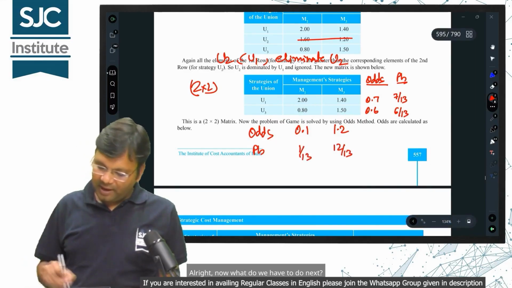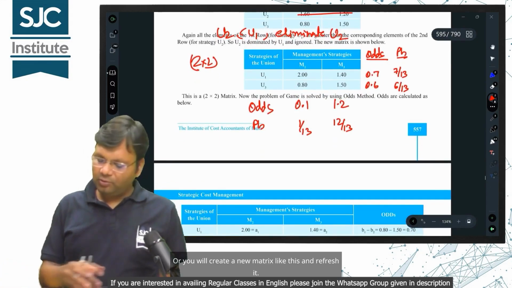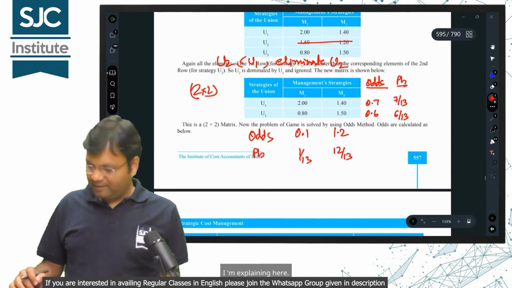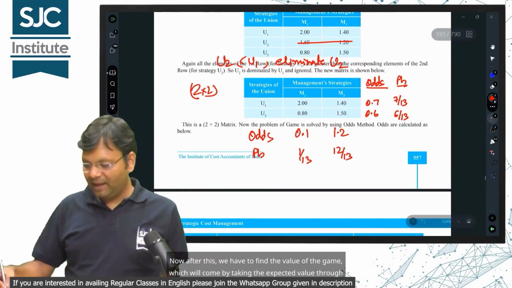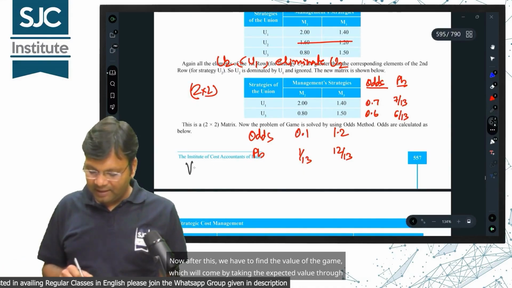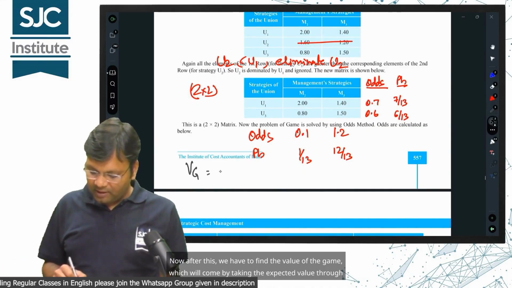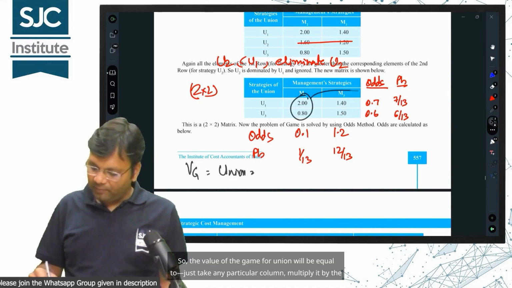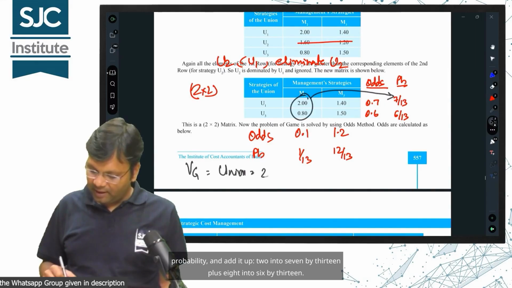Alright, now what do we have to do next? Or you will create a new matrix like this and refresh it. I'm explaining here. Now after this, we have to find the value of the game, which will come by taking the expected value through probability. So, the value of the game for union will be equal to, just take any particular column, multiply it by the probability and add it up, 2 into 7 by 13 plus 8 into 6 by 13.